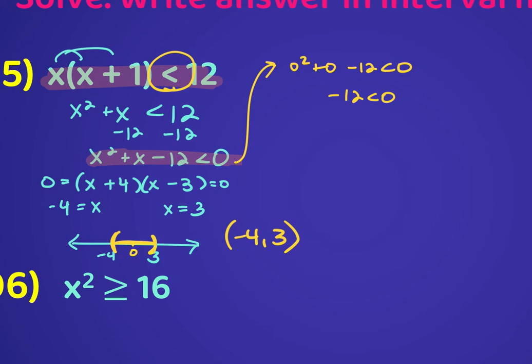But again, you could have also plugged the 0 in here. So 0 times 0 plus 1 is less than 12. I get 0 is less than 12, which is still true. It's not necessarily going to be the same statement, but if one is true, the other one should be true as well.